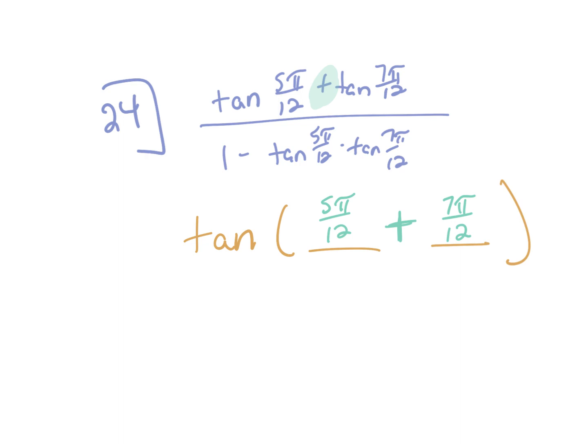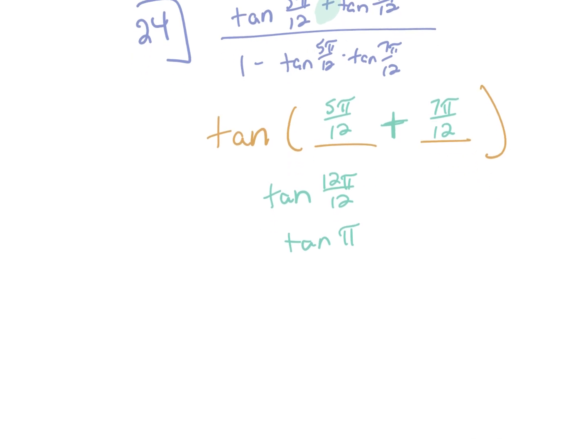And that gives us, and we just have to clean this up, tangent of 12 pi over 12, which just means we're doing tangent of pi. And we know that's just, if we do y over x at pi, we're going to get 0 over negative 1, which is 0.